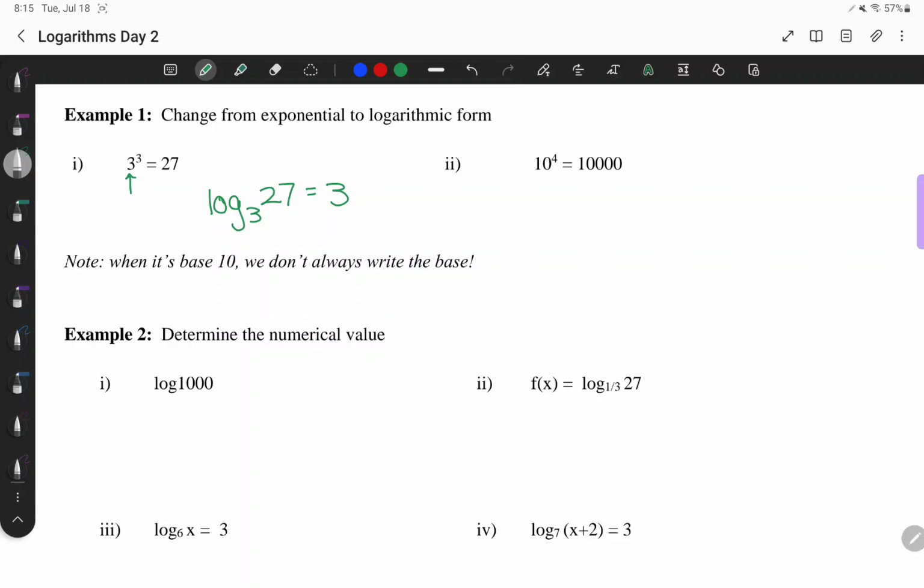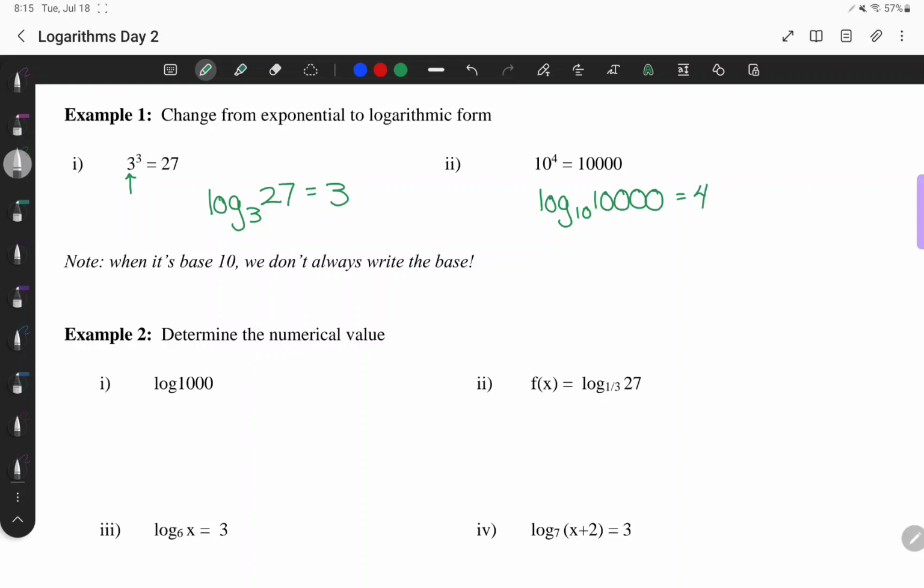We'll do something similar for the next one. Again, we'll start with log. This time our base is 10. 10 to some power is equal to 10,000, so we write it as log base 10 of 10,000, and that's equal to 4. So you'll see the log is just equal to that exponent on the base.